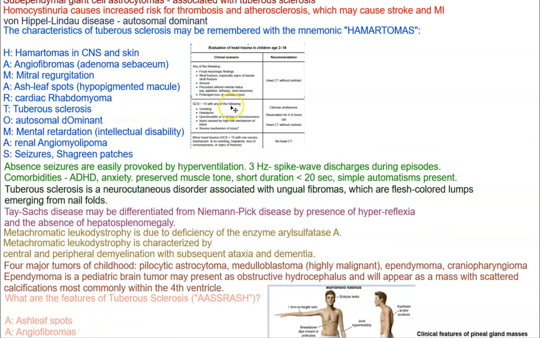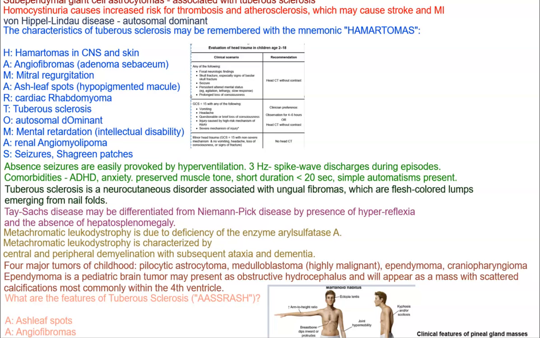Okay, so next point that I want to bring up is homocystinuria. So again, remember that we talked about how homocystinuria causes increased risk for thrombosis and atherosclerosis, and that's going to be associated with stroke and MI. So that's why you put them on anticoagulation and antiplatelets to prevent stroke and MI from occurring. Von Hippel-Lindau disease, remember, is autosomal dominant.